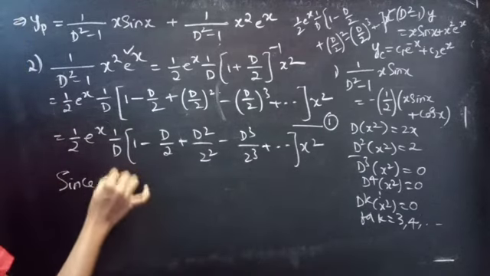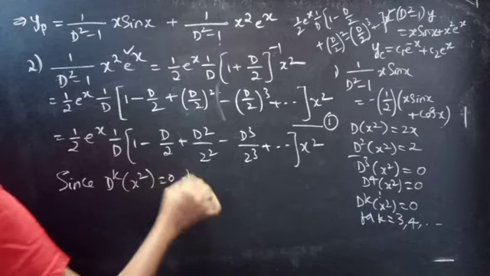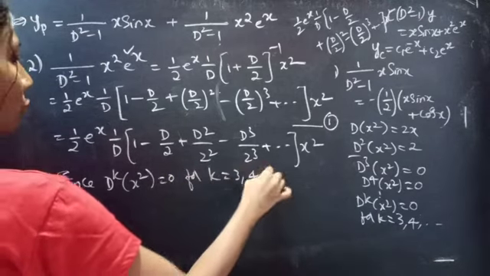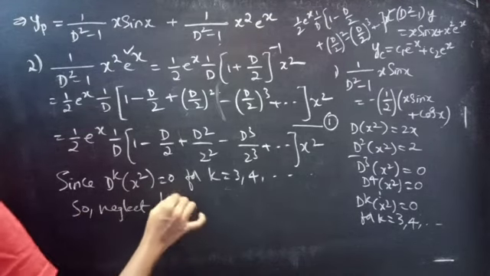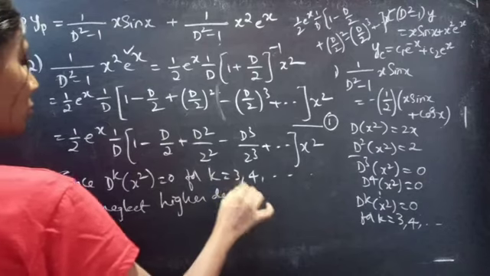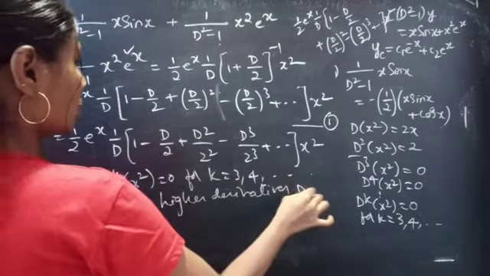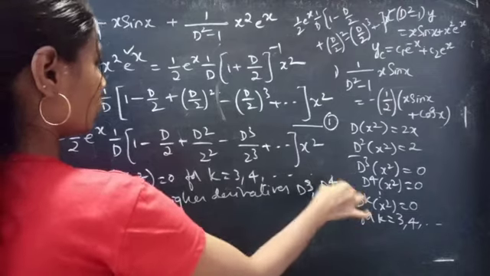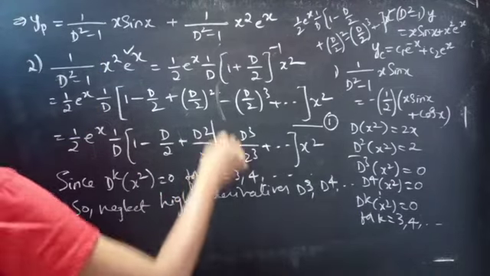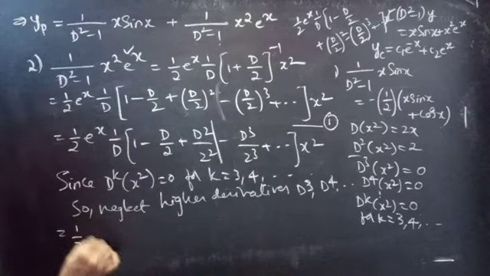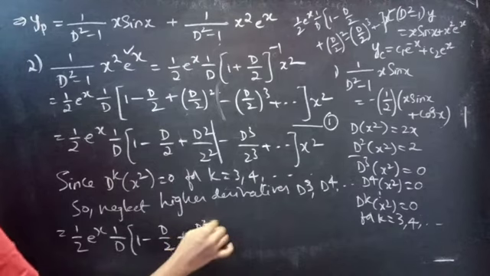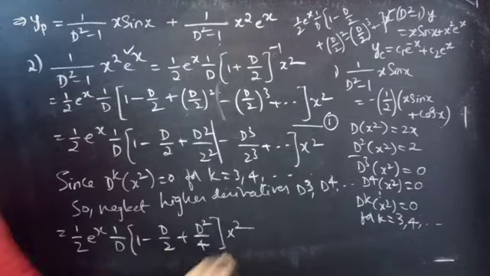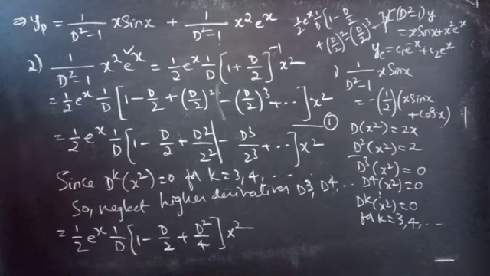Since D^k of x² equals 0 for k equals 3, 4 and so on, neglect the higher derivative terms, D³, D⁴ and so on. Okay, so we are going to neglect all the terms from here. Then this becomes 1/2 e^x into 1/D into (1 − D/2 + D²/4) into x². Consider this as equation 2.